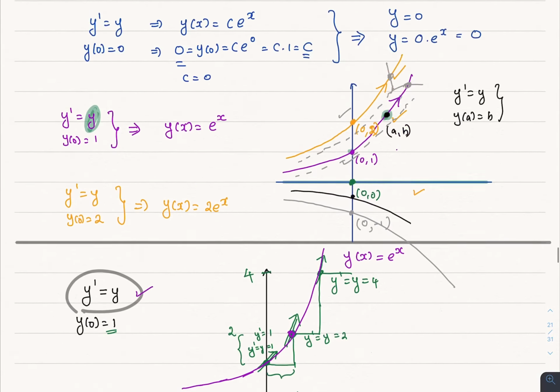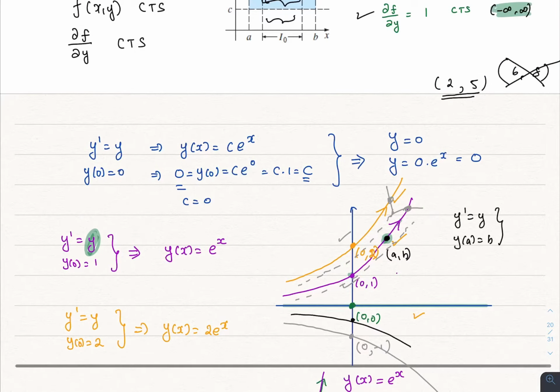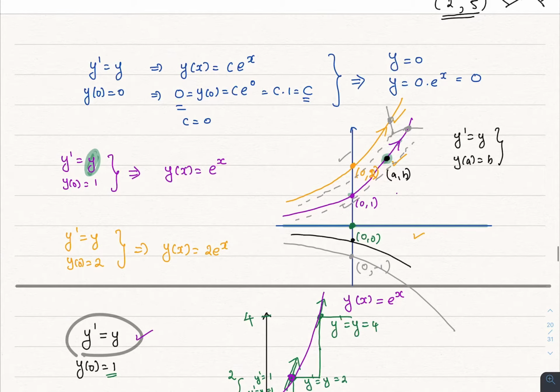Here, I solved it. This is the quantitative. When I say that y of x is equal to e to the x, I know when x is equal to 1, it's e. When x is equal to 2, it's e squared. When x is equal to 3, it's e cubed, and so on. So I know exactly the solution.